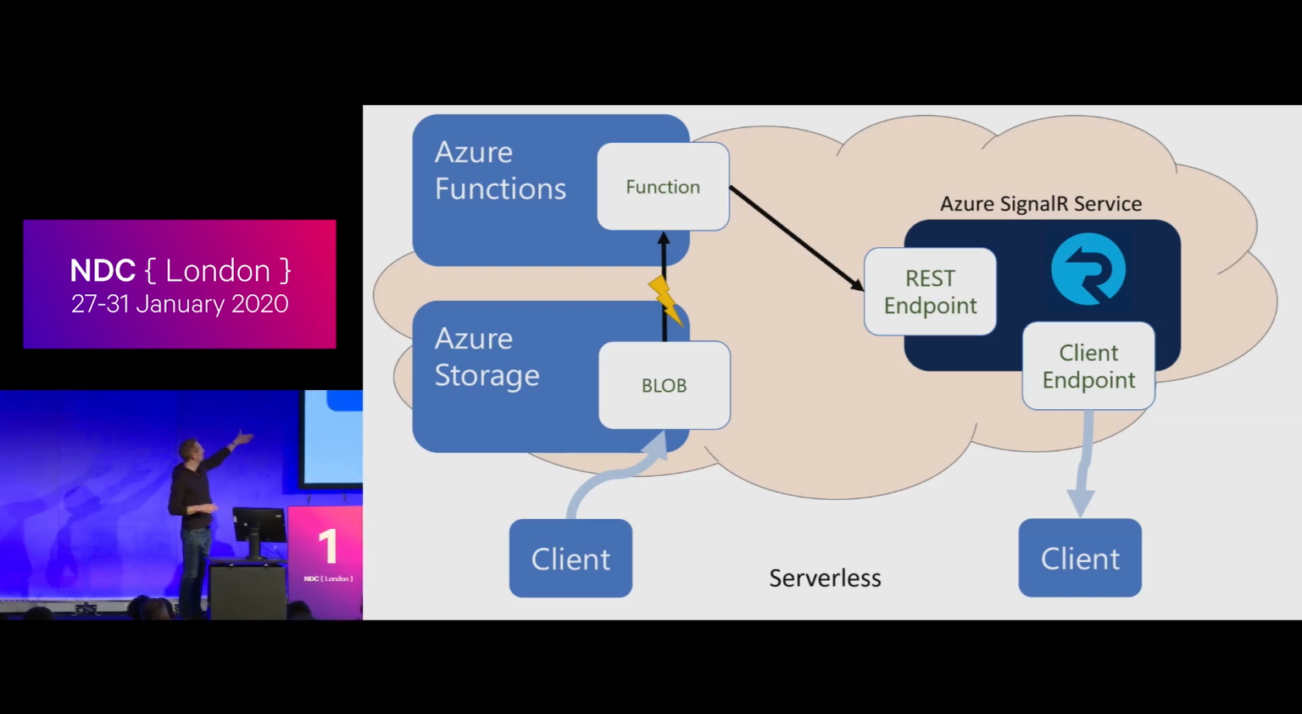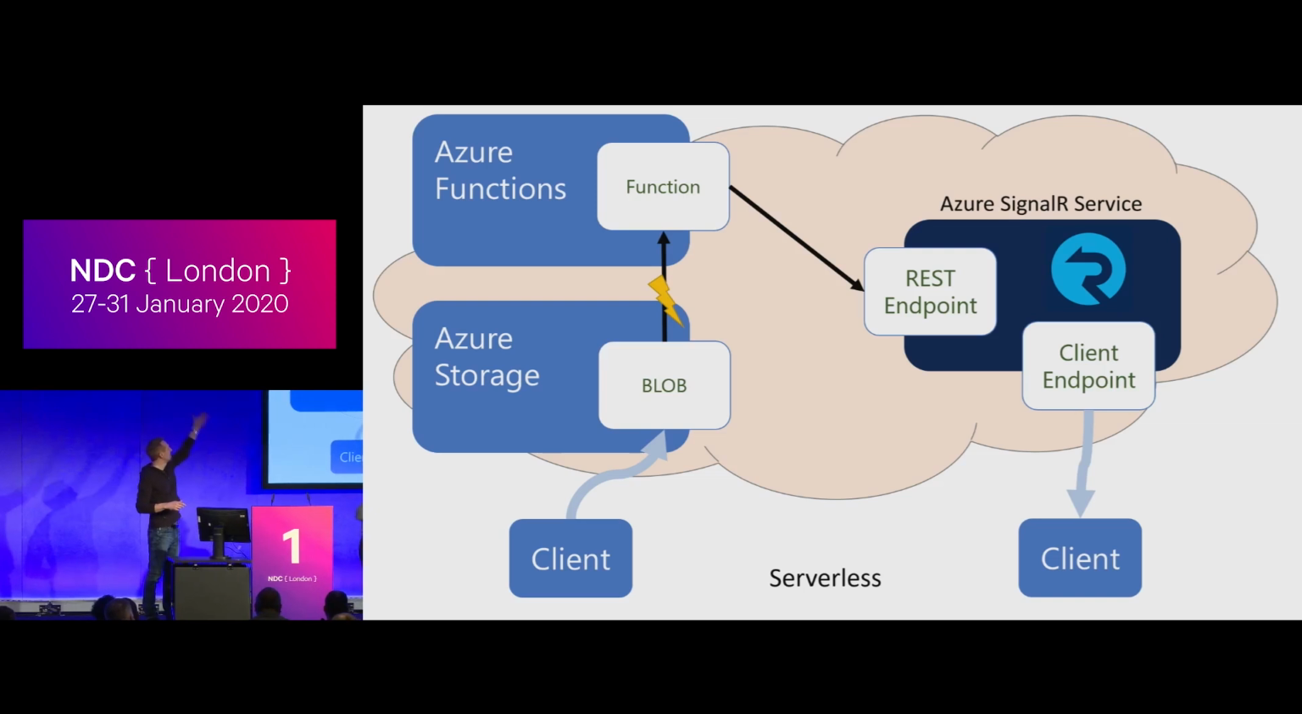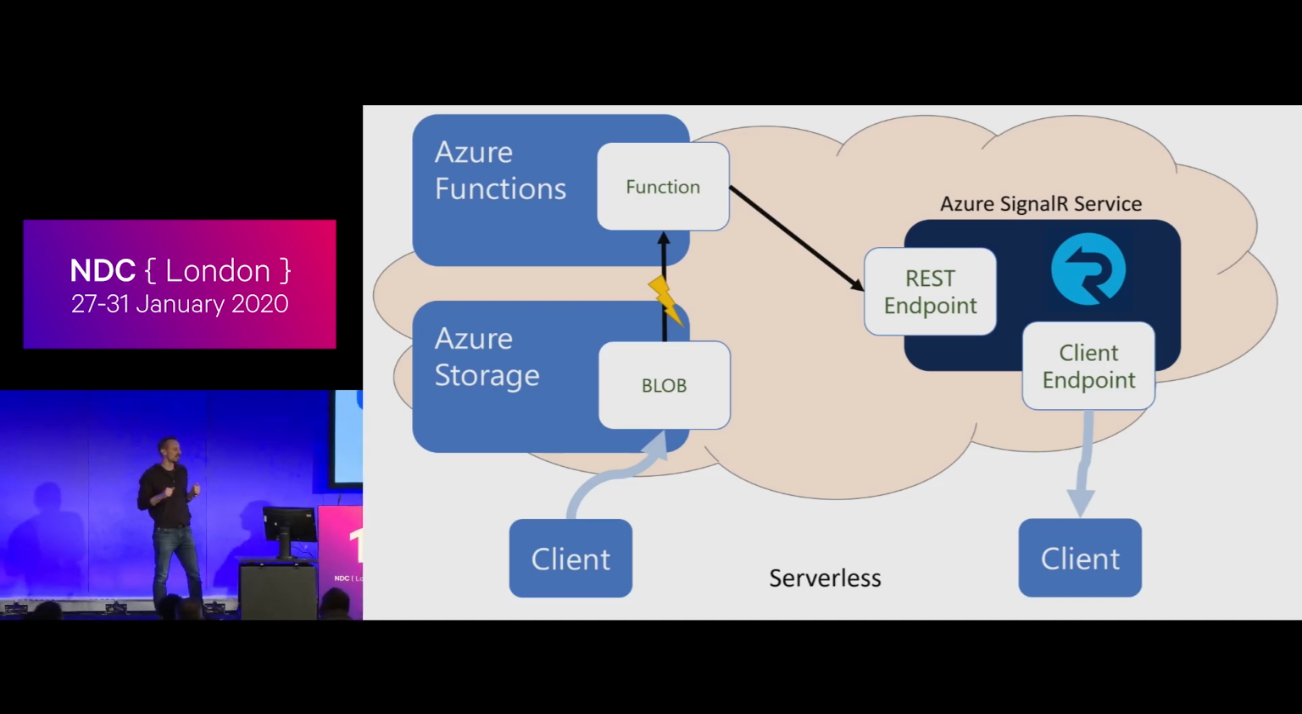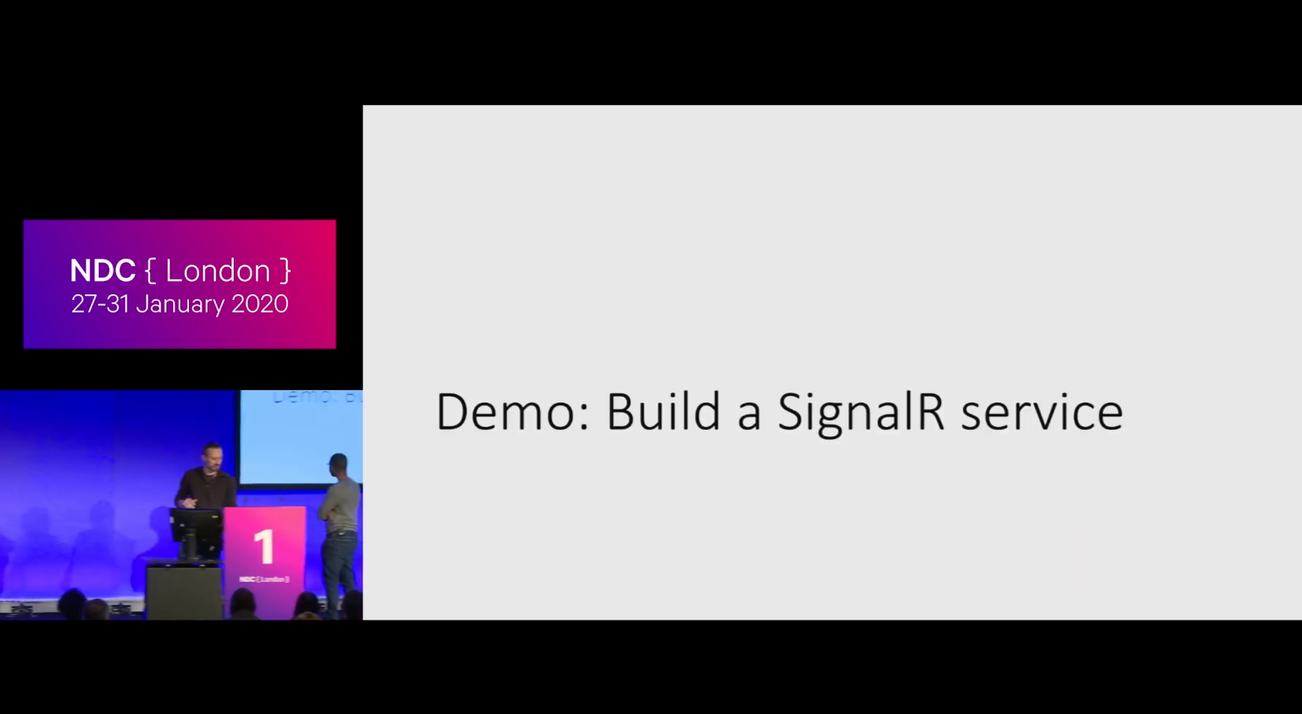In this case, it's changing an Azure storage blob. That fires an event grid event to my Azure function, which handles the event grid event, and it turns around and posts a message via the REST endpoint to the Azure SignalR service, which then broadcasts whatever my Azure function wants to all the connected SignalR clients. And there are people building apps like this today. It is actually basically officially supported by Azure Functions working in conjunction with the SignalR service.